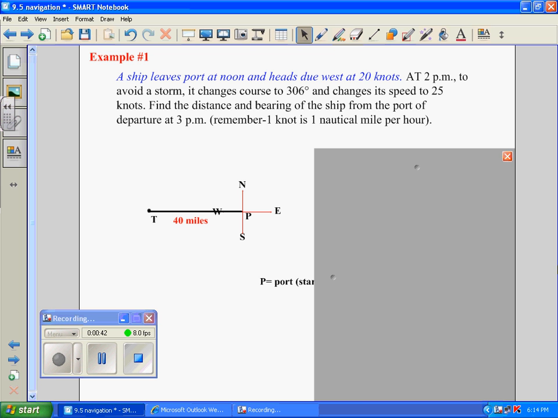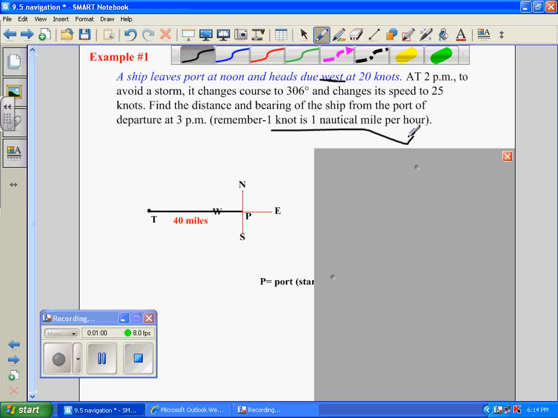And I noticed I have a compass bearing of north, east, south, and west. And you're going west. I can't emphasize that enough. You're going west, okay? And you're going at 20 knots. Well, what are knots? Knots are units that measure miles per hour, but on the water. 1 knot is equivalent to 1 nautical mile per hour.